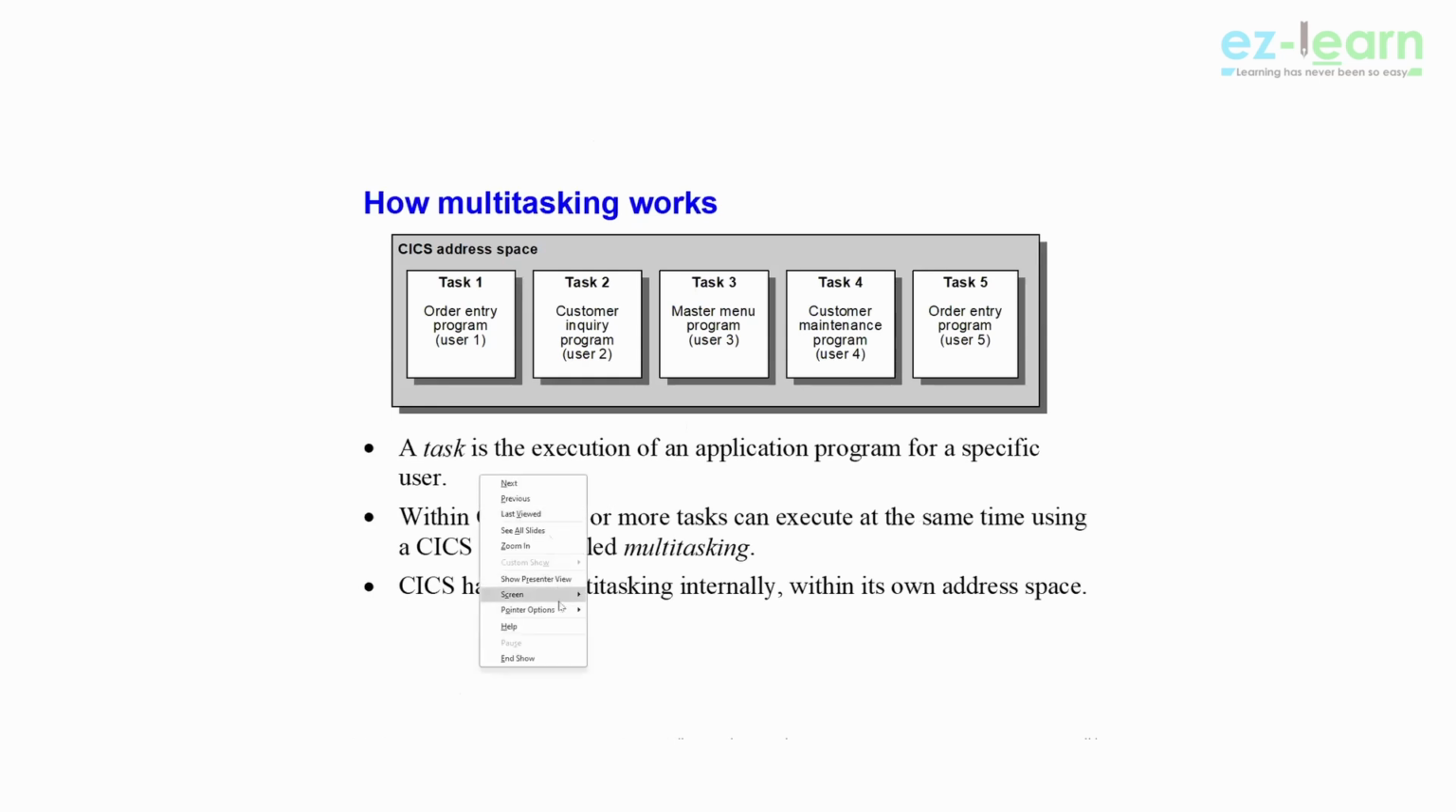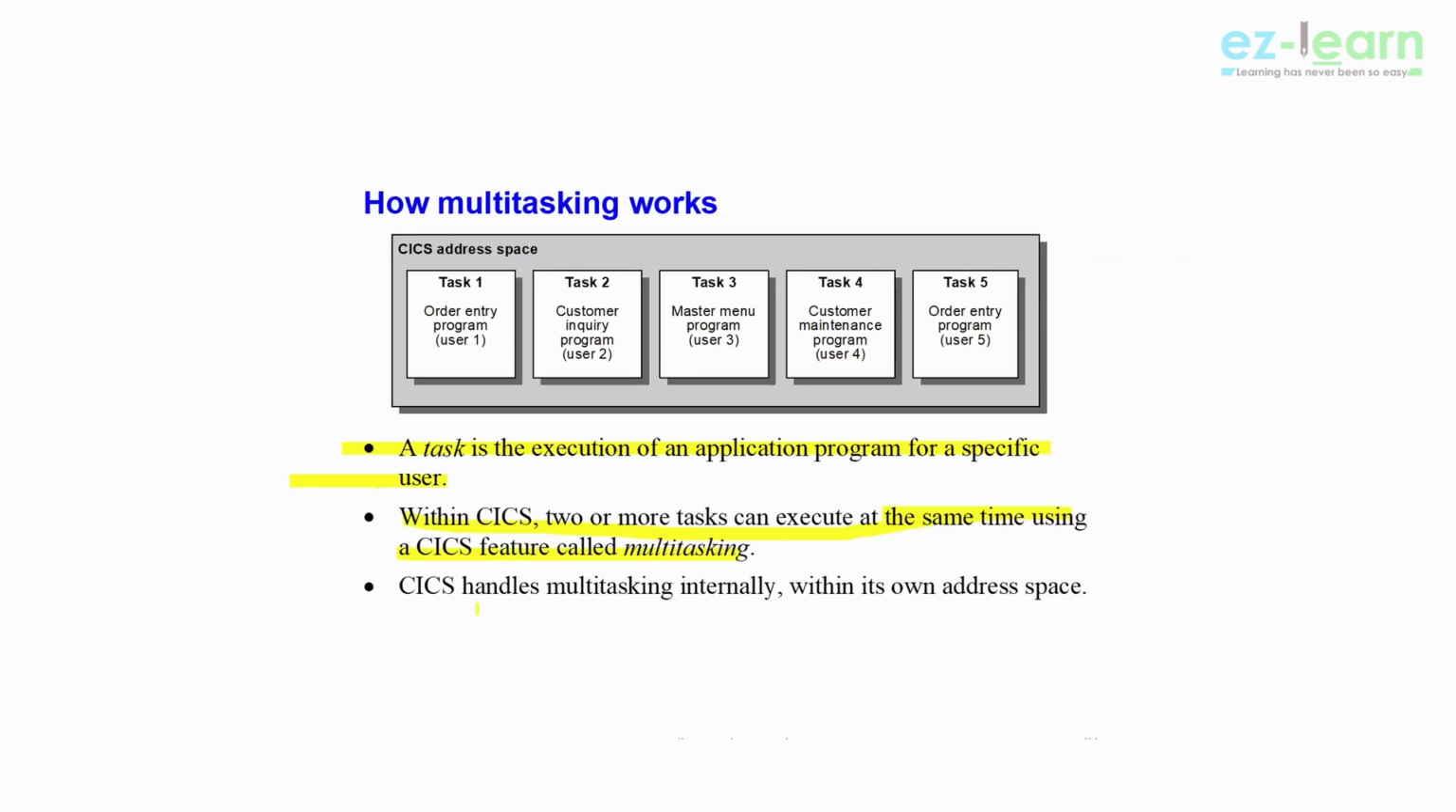So we have some definitions here, like what is a task? A task is the execution of an application program for a specific user. You can ignore accessing files and databases. That is also a task, but this is the major task. Execution of a program is called a task. So within CICS, multitasking is possible because more than one task can execute at the same time.